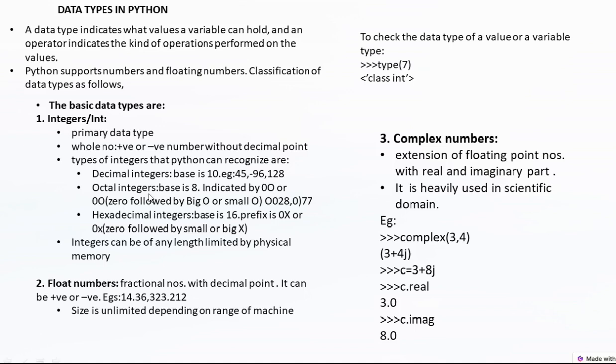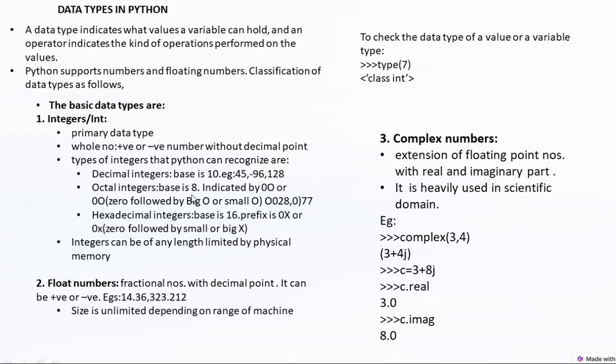Now coming to the first one, integer data type. Integer data type, we call this a primary data type. It is a whole number. That means you will not have a decimal point here. Integers can be positive, it can be negative. So there are different types of integers in Python: decimal integers, octal integers, hexadecimal integers. Decimal integers will have a base of 10. Example, if I just write 45, minus 96, 128, by default the base is 10.